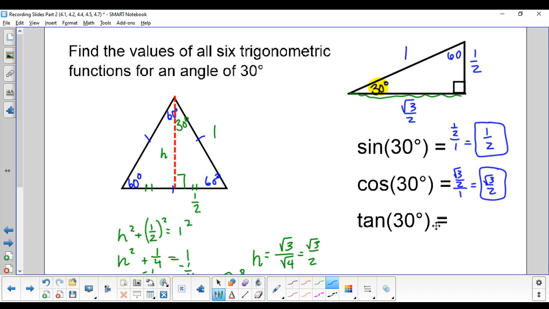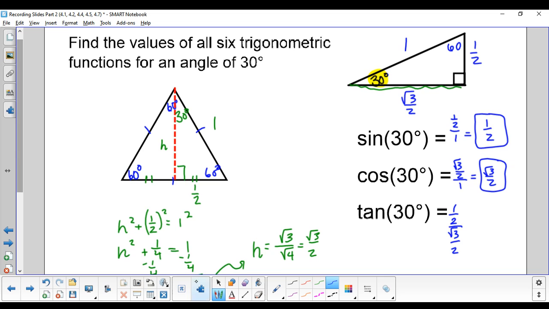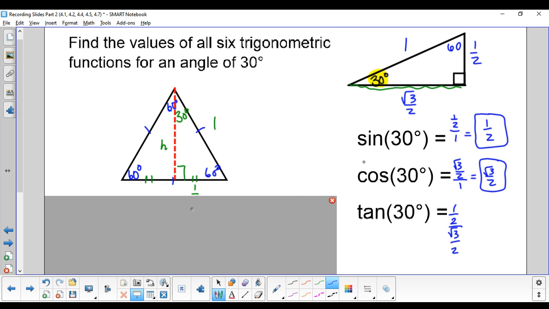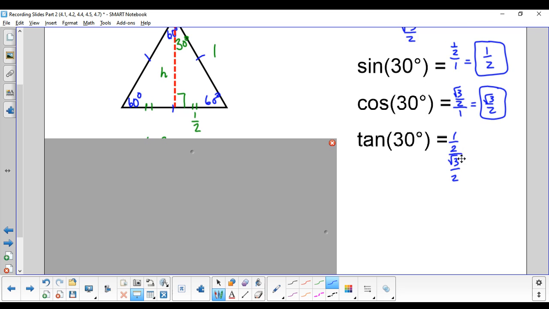Last but not least, we have tangent of 30 degrees. Tangent of 30 degrees is going to be found by taking the opposite divided by the adjacent. Again, this is the same as taking sine divided by cosine. Now, note that when we do this, it is going to cause us to simplify. I'm just trying to make sure that we don't have extra distractions. So when I go to simplify this, I'm going to multiply by the reciprocal of the denominator. I'm going to do this to the top and bottom. When I do that, I get 2 over 2 times the square root of 3.